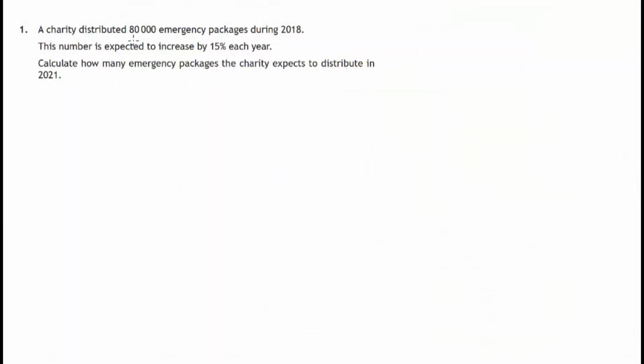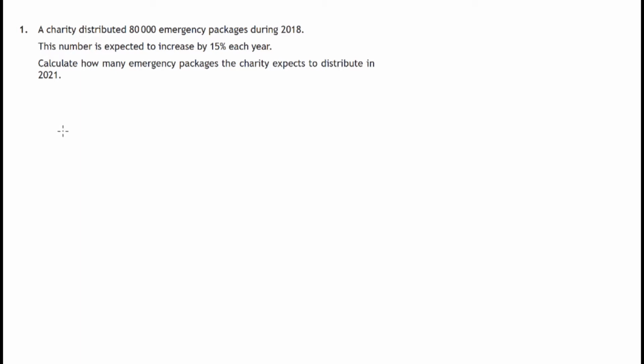In this question, we're told that a charity distributed 80,000 emergency packages during 2018, and this number is expected to increase by 15% each year. We have to calculate how many emergency packages the charity expects to distribute in 2021. So let's have a look at the setup.